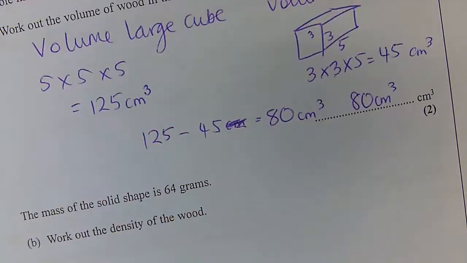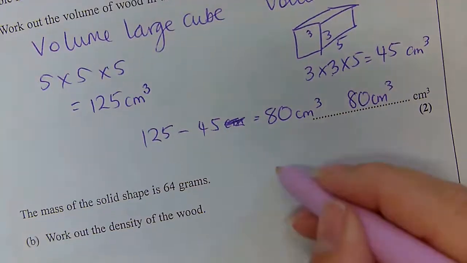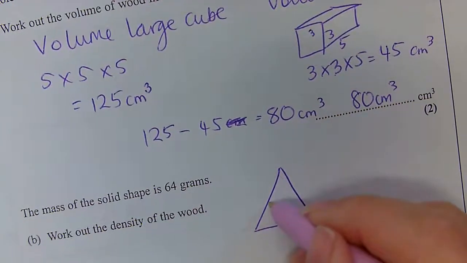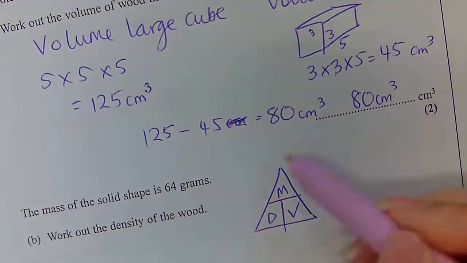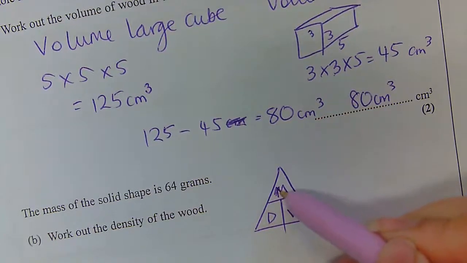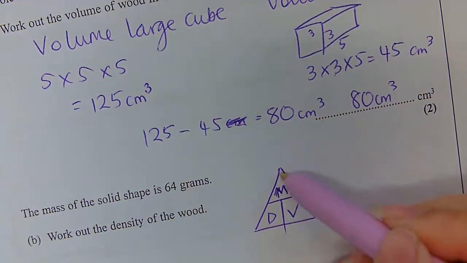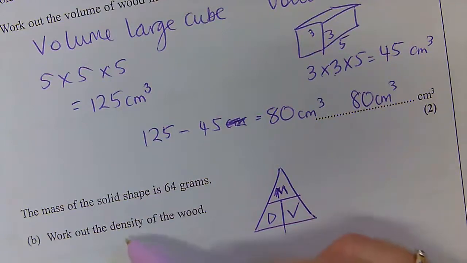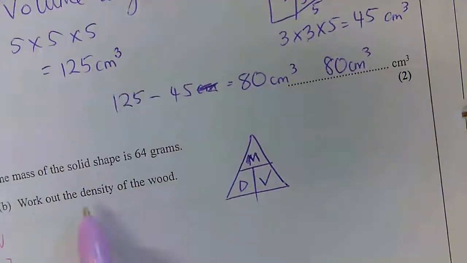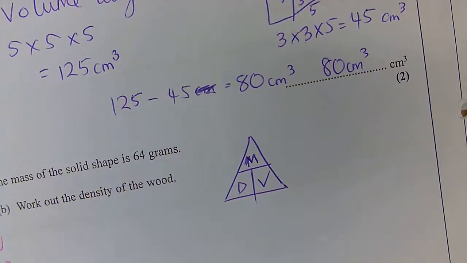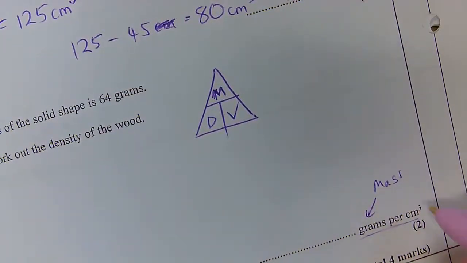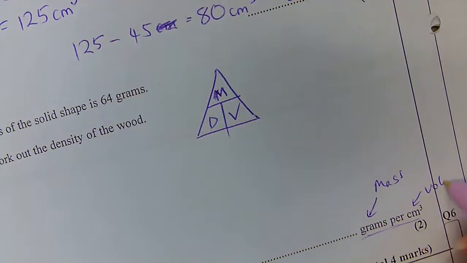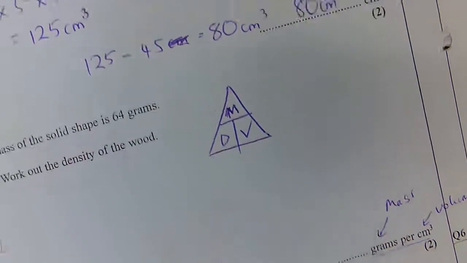The mass of the solid shape is 64 grams, work out the density. Please remember this triangle: density, mass, volume. I remember it goes up that way because these little points of this M are like the points of the triangle, but also sometimes it will tell you the units. In fact, here the units of density are grams per centimetre cubed. Grams is mass, centimetre cubed is volume. So you know density.